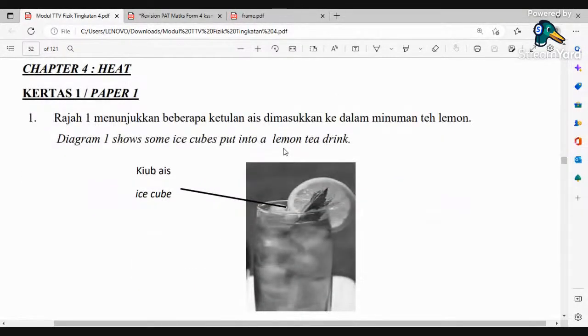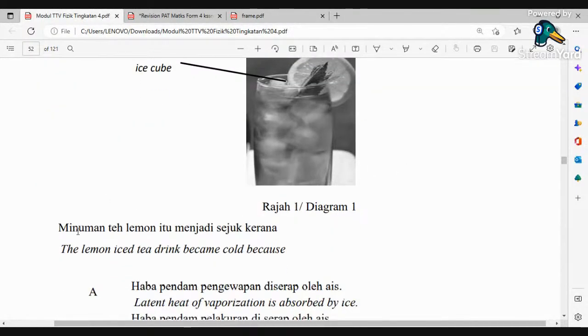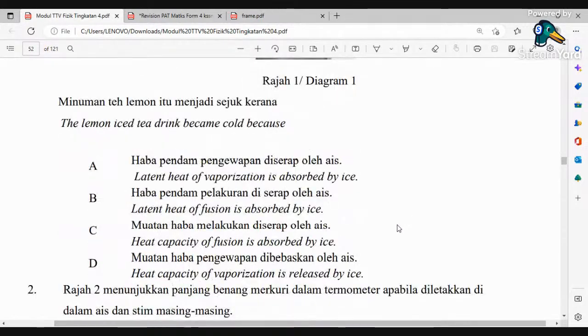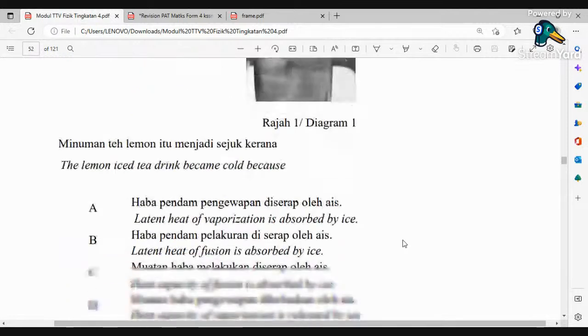Number 1, diagram 1 shows some ice cubes put into a lemon tea drink. Ada ais dalam ni. Ini masukkan air, what happened? Minuman teh lemon menjadi sejuk. What caused the drink to become cold? Okay, as you know the concept of thermal equilibrium, there is heat transfer between the ice and the drink, right?